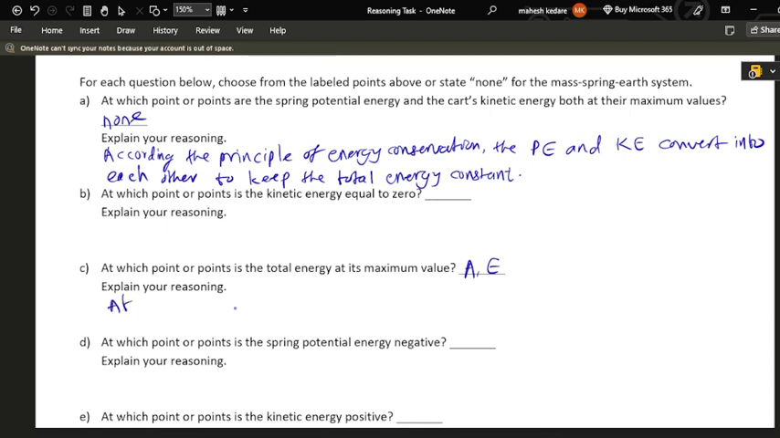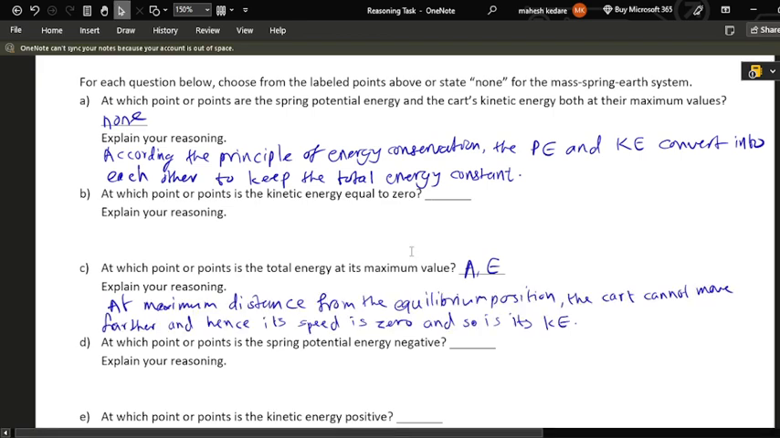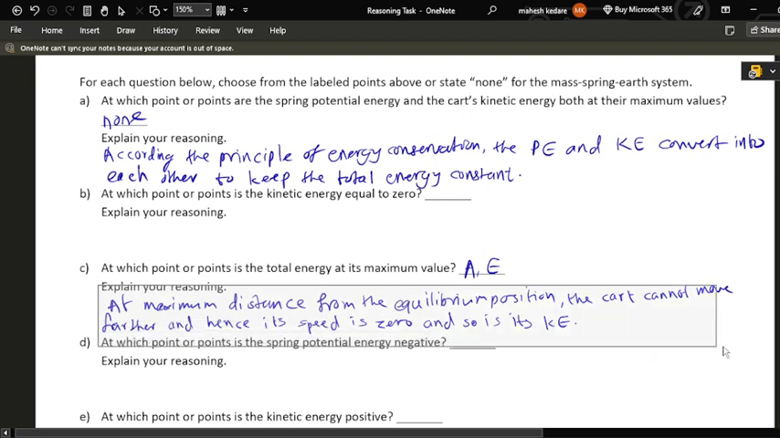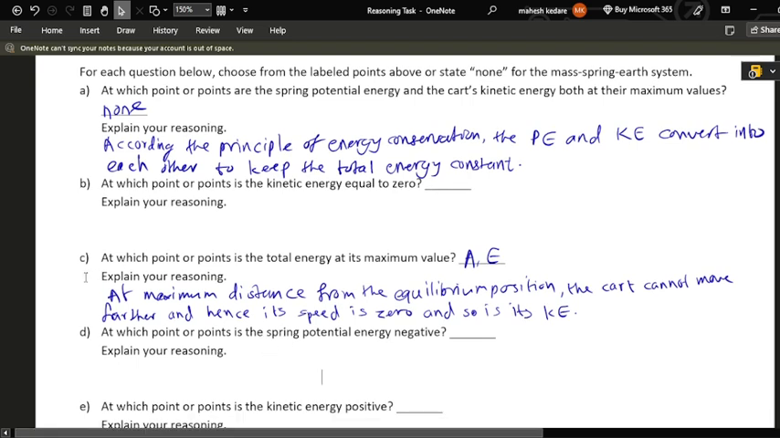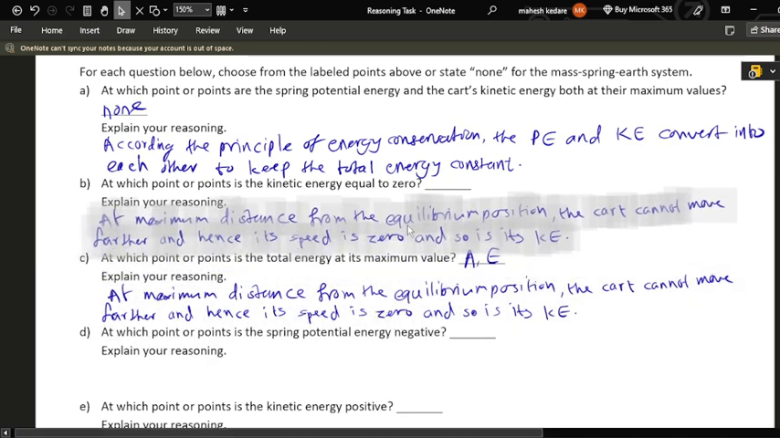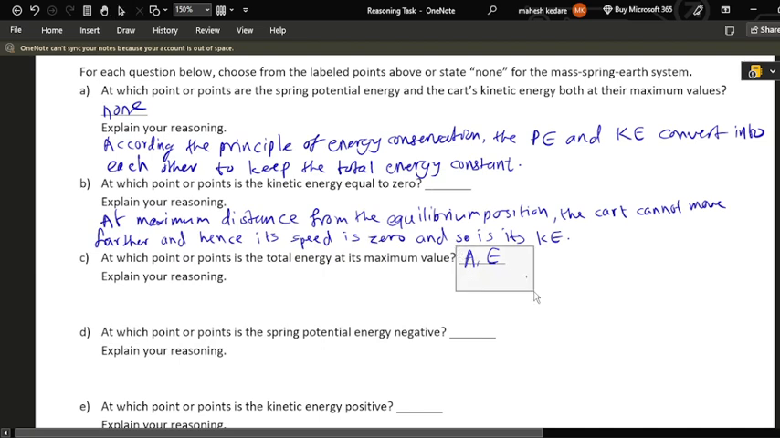We can reason it like this. This is the reason why kinetic energy has to be zero at the extreme position, maximum distance from the equilibrium position. At maximum distance from the equilibrium position, the cart cannot move further because that is the maximum distance it can move, and hence its speed is zero there. Therefore, its kinetic energy is also zero. I wrote this answer in a wrong place. It is the answer to question B. Now it's fine.